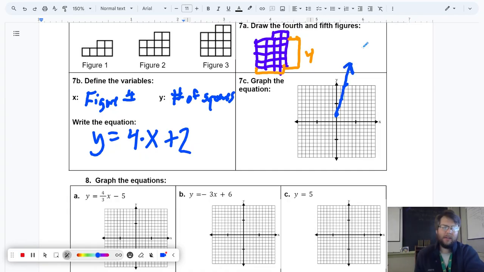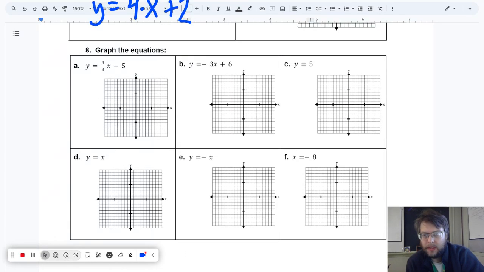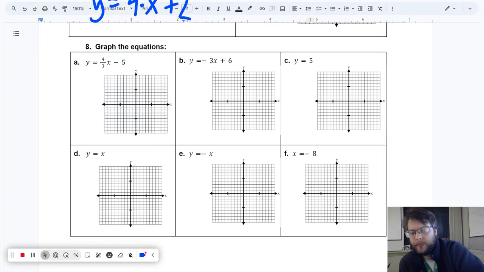I'm going to go ahead and not graph the negatives because it doesn't really make sense to talk about negative figures or negative blocks. So I'll just graph the positive chunk. Okay, we're almost done. Just some graphs. I'll slow down a little bit.